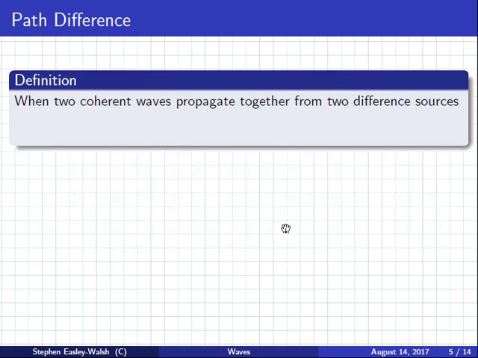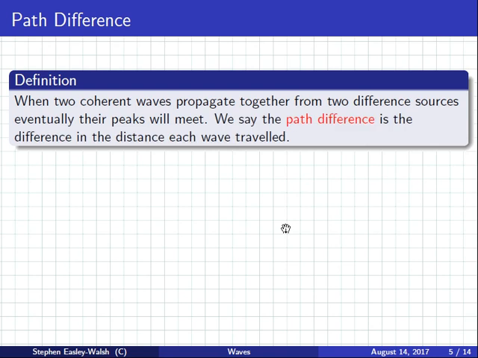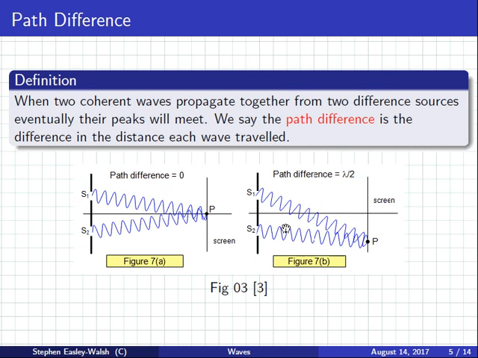So, when two coherent waves propagate, that means move, together from two different sources, eventually their peaks will meet. We say the path difference is the difference in the distance each wave travels. So, in this example here are two waves, one from S1 and one from S2, and they move together and they're coherent, and eventually I think I should rewrite this a little bit, but we can point them at each other so that they meet. Can you see here at P the two troughs meet at the same point. Right now in this picture we don't have them meeting yet, but here they do meet. Here and here, they meet.